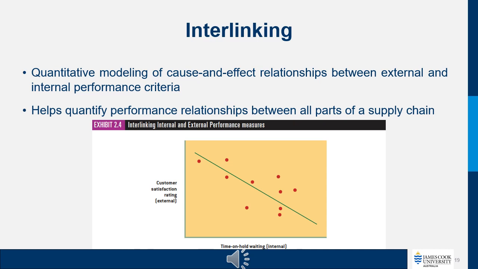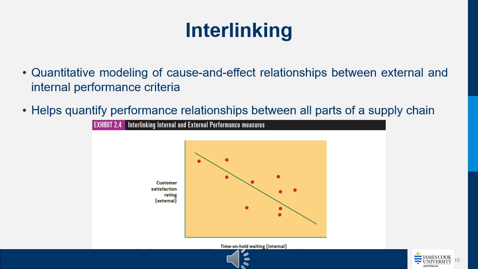Interlinking refers to a process of quantitatively modeling the cause and effect relationship between external and internal performance criteria within a system or supply chain. It involves understanding how changes in one aspect of a system impact other interconnected parts. In the context of performance management, interlinking allows for the quantification and analysis of relationships between different performance criteria.